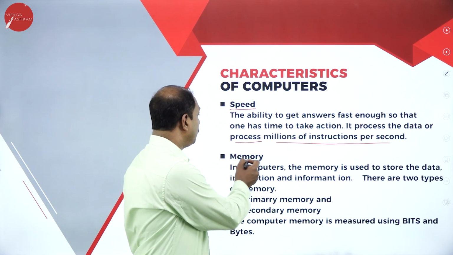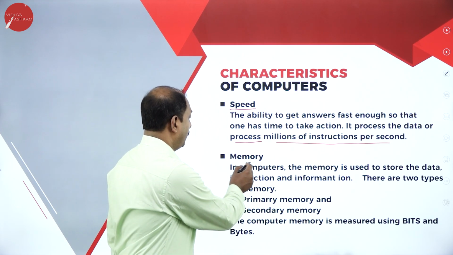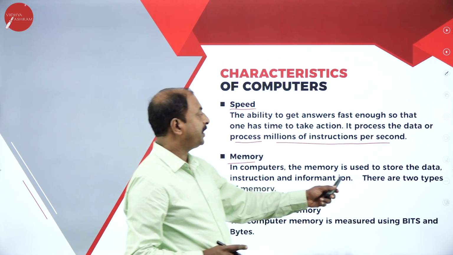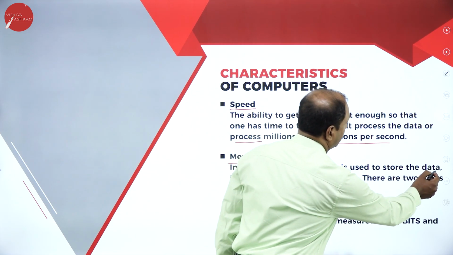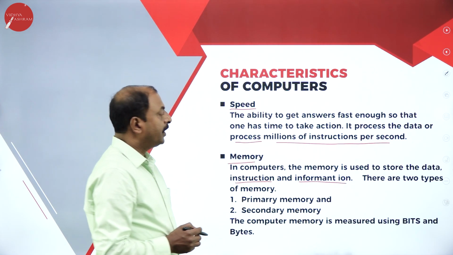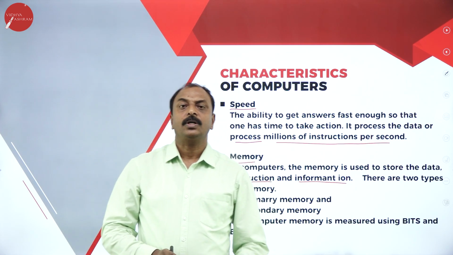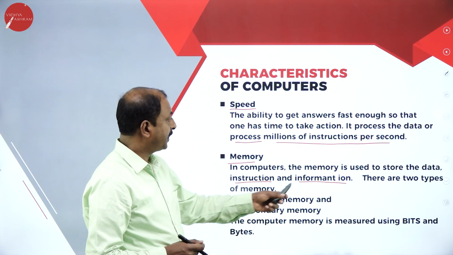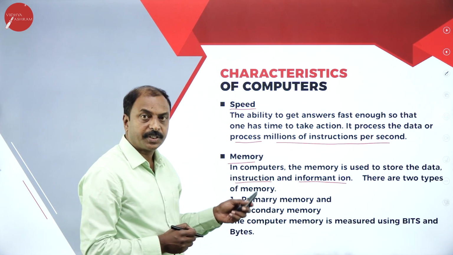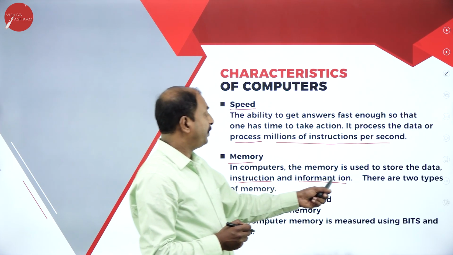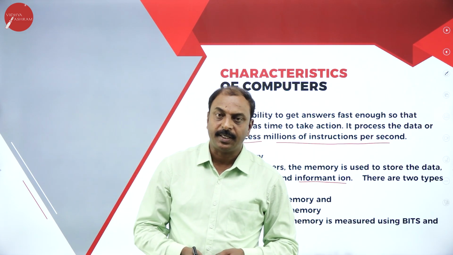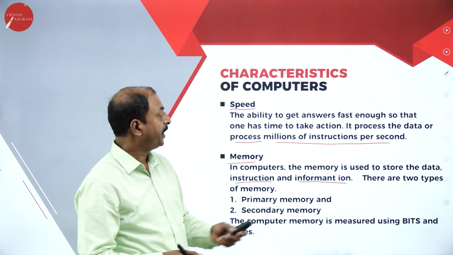The second characteristic is memory. What is a computer memory? In computers, the memory is used to store the data, instructions, and even information. What is the purpose of computer memory? Computer memory is used to store data, instructions, nothing but programs or set of instructions for processing, and information. Information is nothing but your result. After data processing, we get result. That is nothing but information.